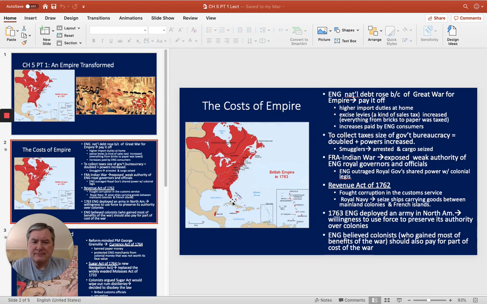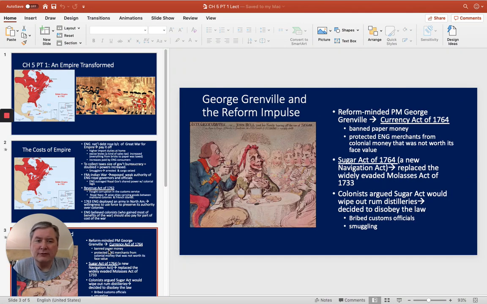And remember, one of the things that had happened over in the American colonies is that the French and Indian War showed that the English royal governors didn't have a lot of power. And the other thing that the English were upset about is that most of the good things of the war went to the colonists, and it was the English that were shouldering the burden. And the English thought that the American colonists should pay their fair share, which is why we have the Revenue Act of 1762, which is designed to seize American smugglers, and sent an English army to the New World, to the English colonies, excuse me.